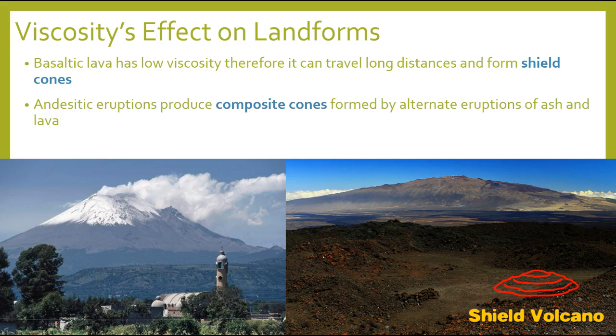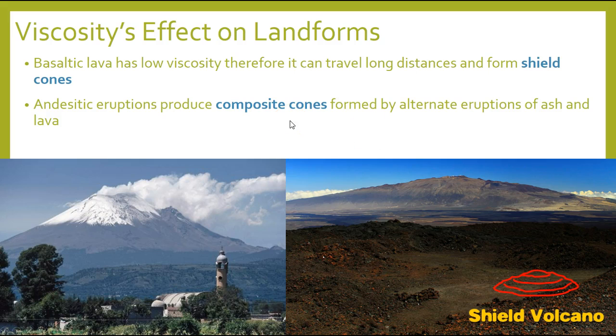Okay, so viscosity can also have an effect on the landforms that a volcanic eruption could form. So basaltic lava, because it has such low viscosity, can travel long distances and therefore it forms what we call shield cones or shield volcanoes. So this is a shield volcano in Hawaii, and you can see that it has low sloping sides. The reason why it's called a shield volcano is because it looks like a Hawaiian shield if you were to place it on the ground.